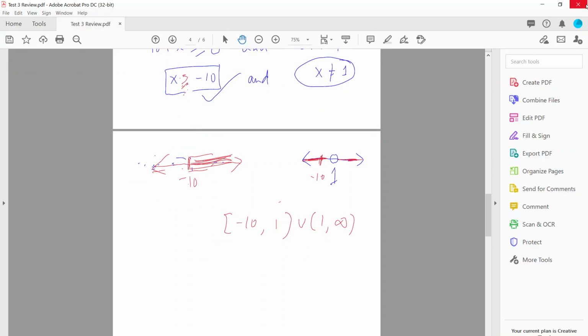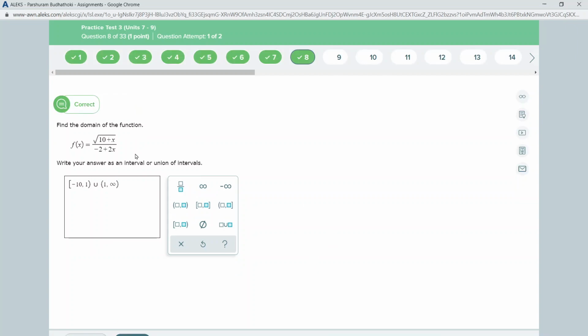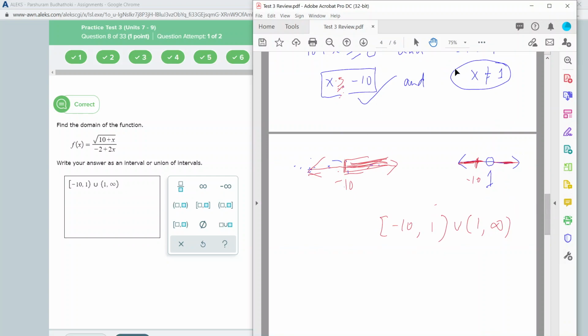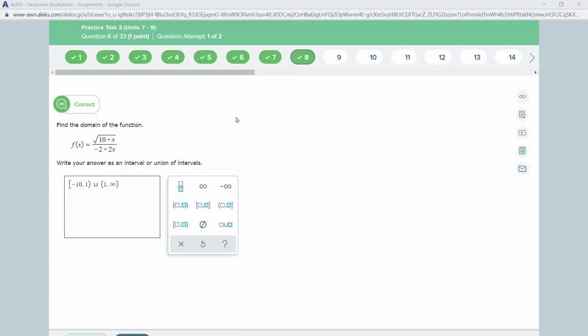My bad. Okay, let's go back and put it here. Negative 10, including negative 10, to 1, union 1 to positive infinity. So recheck, and that's right. While solving the inequality or anything, you have to pay attention. I made a mistake here the first time, and I fixed it. Okay, so that's problem 8.